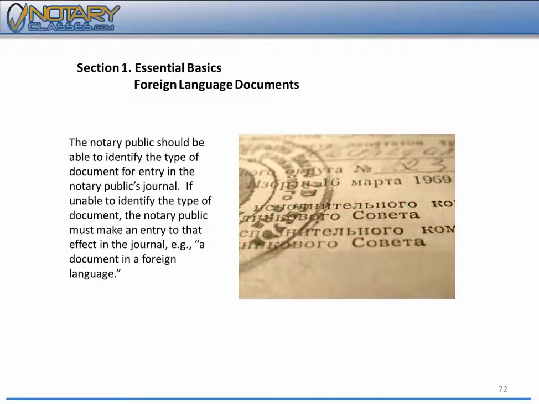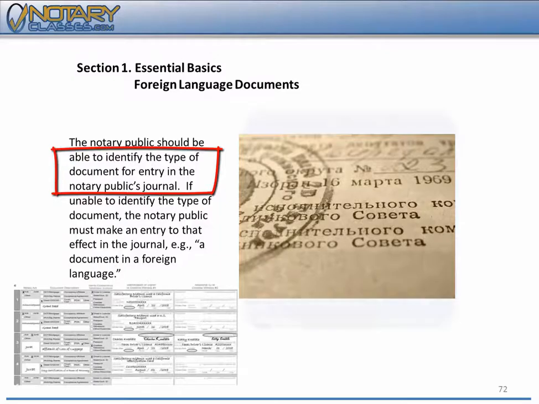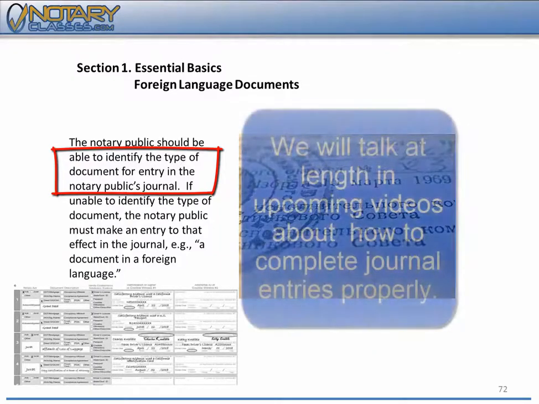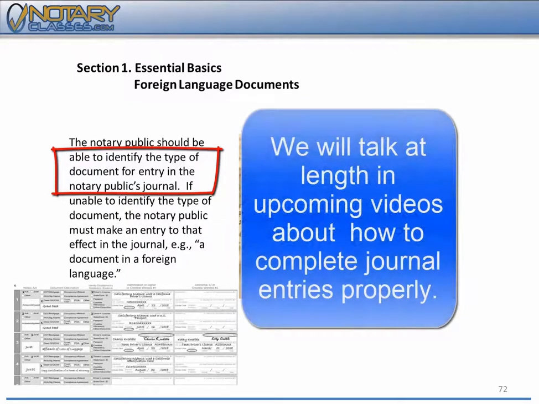Alright, so once you've determined whether or not the document meets all of the qualifications to allow for the completion of the notary act, that is, that the document's not blank or incomplete, the document requires a signature to be notarized, and the document signer and the notary are able to communicate together in a common language, then the notary is going to need to determine what is the type of document being notarized. And if the notary can't determine that, then they'll at least need to enter in the journal that the document is written in a foreign language.